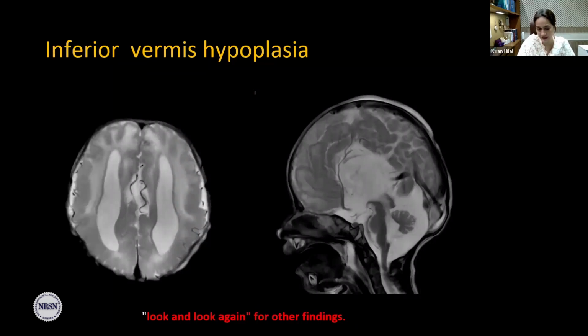In addition to this vermis hypoplasia, it is associated with corpus callosum agenesis. And if you look further up, you can see significant generalized polymicrogyria, with diffuse involvement of the parietal lobe, frontal lobe, and occipital lobe. So look and look again for other findings, because if you see any cyst, look for additional findings, because it is going to impact and predict the neurodevelopmental outcome in these children.